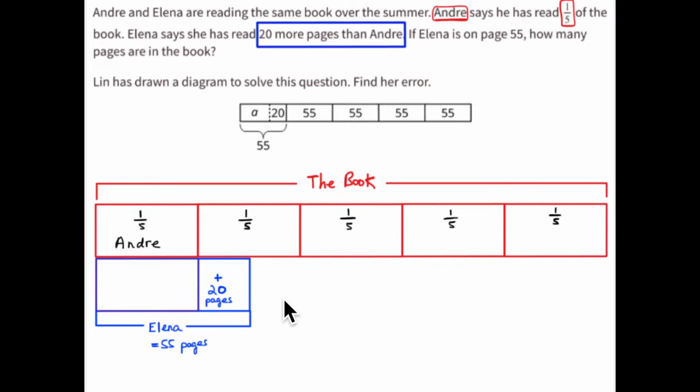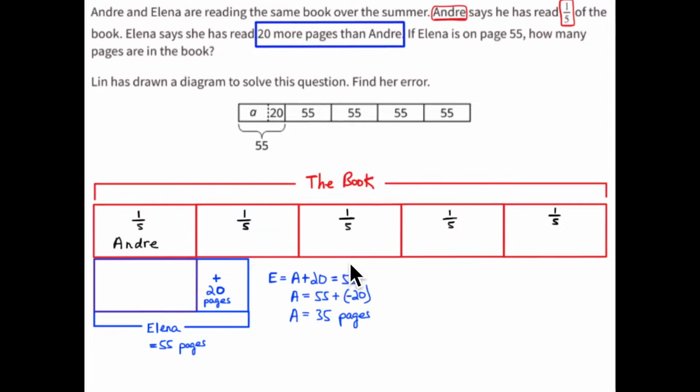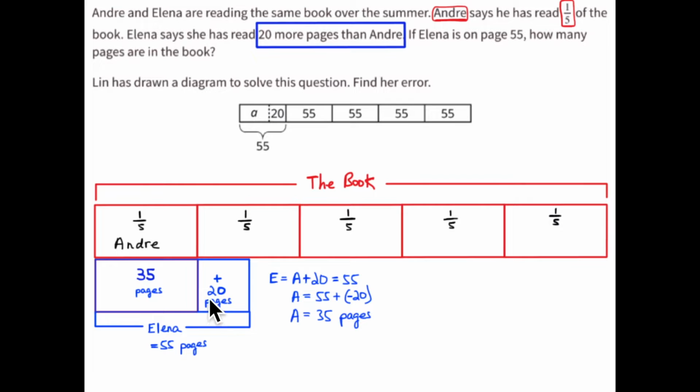But let's go ahead and solve the puzzle, and let's work with the equations just a little bit. So here's an equation for Elena. Elena read 20 pages more than what Andre read, and they tell us that Elena read 55 pages. When you work with these equations, what you're going to continue to look for are inverse relationships. If Elena read 20 pages more than Andre, that means that Andre read 20 pages less than Elena. So Elena's number of pages, 55, plus a negative 20 is the same as subtracting 20 pages from 55 pages. So Andre read 35 pages. That solves for A. Andre's number of pages is 35 pages.